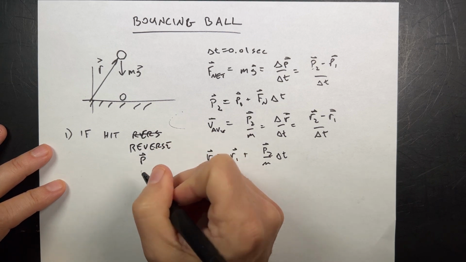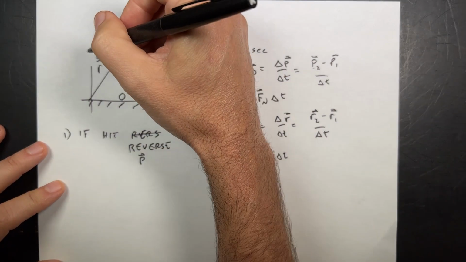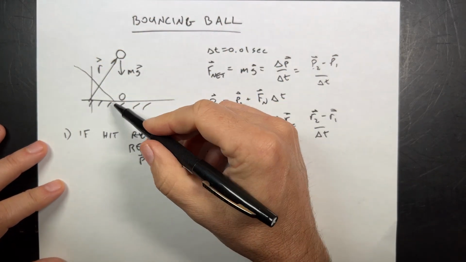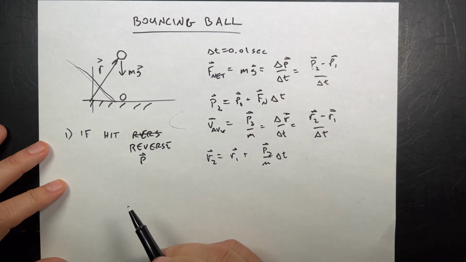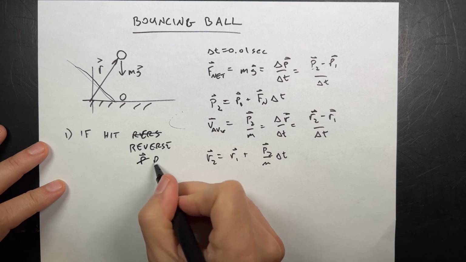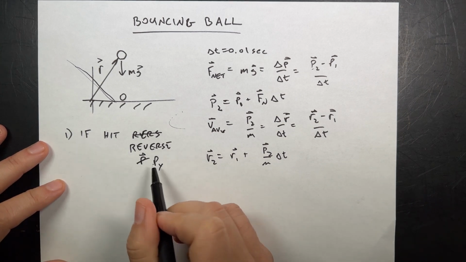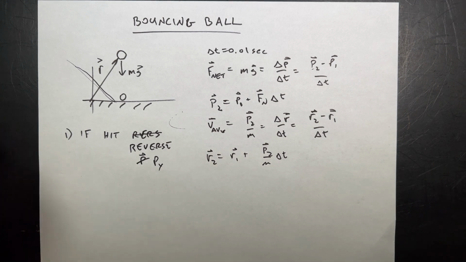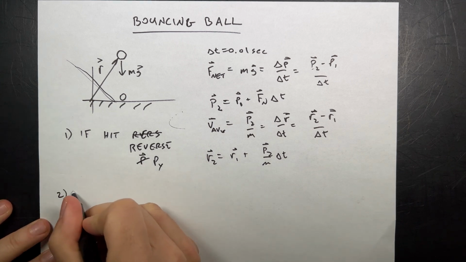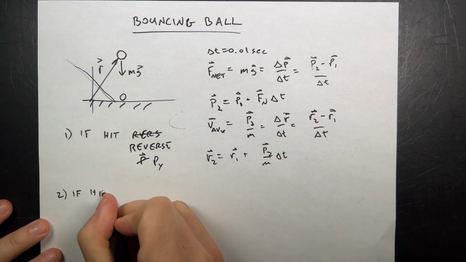Reverse P. And technically, that's not going to do it, because if I had a ball coming in this way and reverse the momentum when it hit, it'd go back that way. So instead, I want to reverse Py. So I want to multiply Py by -1. Now, that works and it looks fine, and you may want to do that if you're doing a video game, but let's not do that. Let's do this method, 2, if hit, spring.